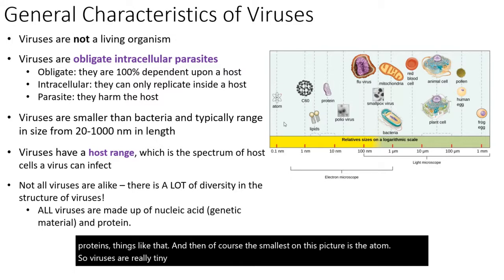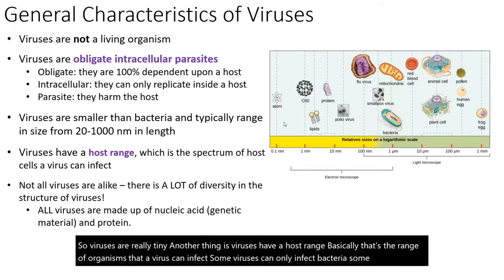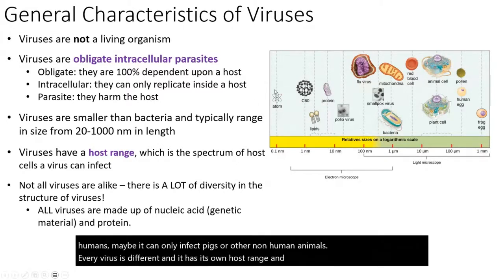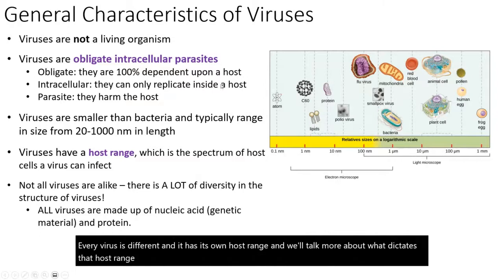Another thing is viruses have a host range. Basically, that's the range of organisms that a virus can infect. Some viruses can only infect bacteria. Some can only infect plant cells or animal cells. We can get even more specific. Some viruses can only infect humans. Maybe it can only infect pigs or other non-human animals. Every virus is different and it has its own host range. And we'll talk more about what dictates that host range in just a minute.